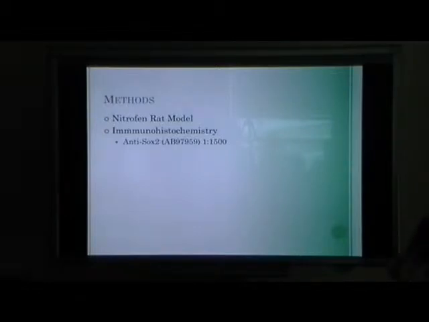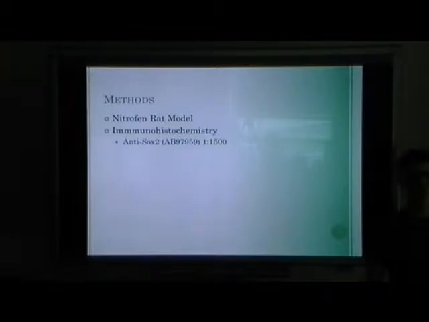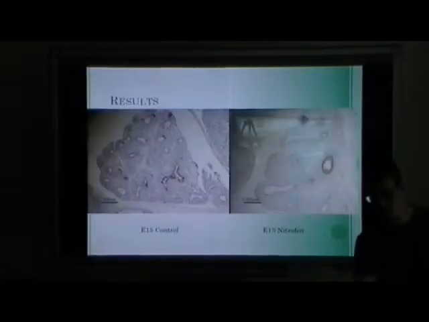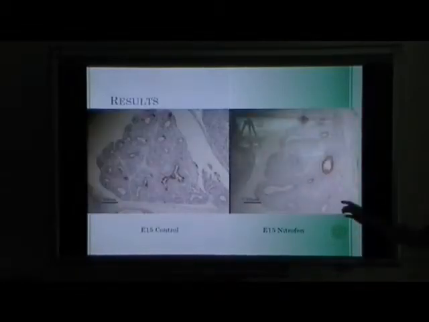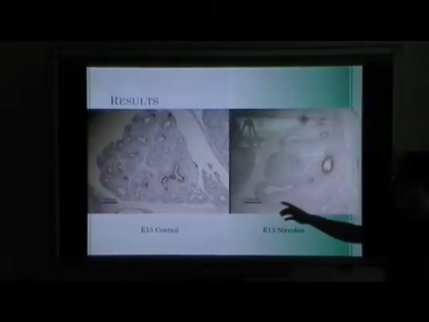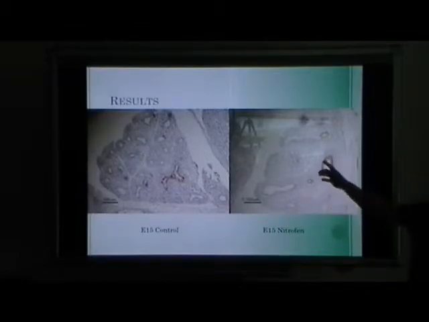we were looking for localization at the start, we weren't looking for concentrations or anything like that. We're just trying to see, is it expressing in the tips in the nitrofen or more? So we went forward with that. So this is our E15. On the left we have control, and on the right we have nitrofen. The brown staining is positive staining for SOX2.